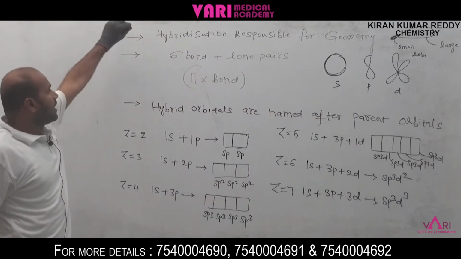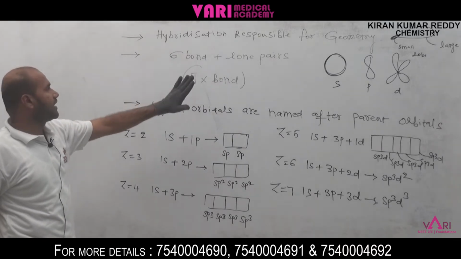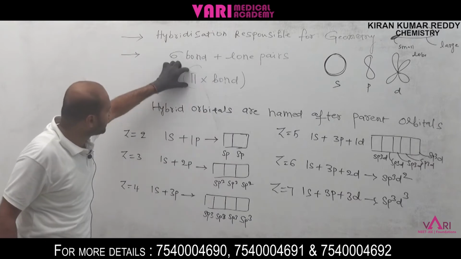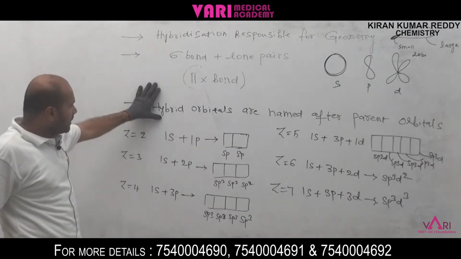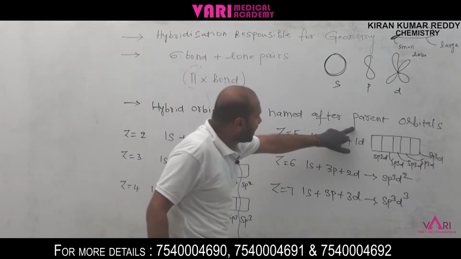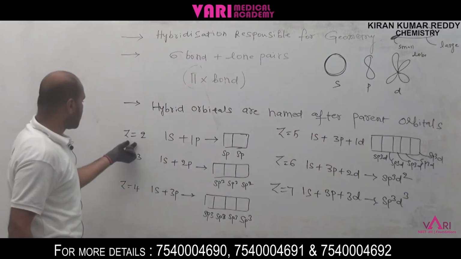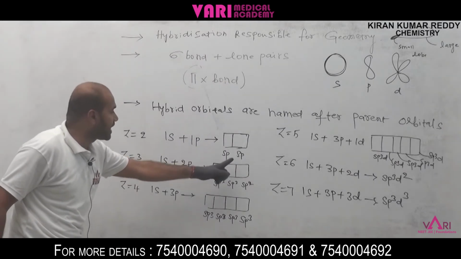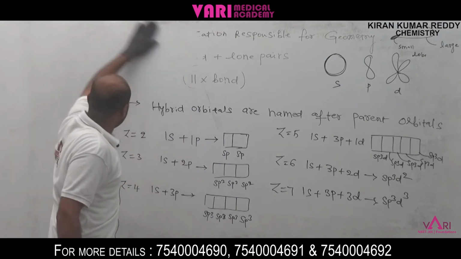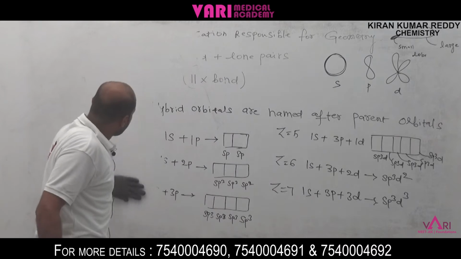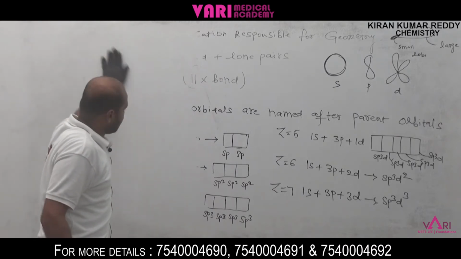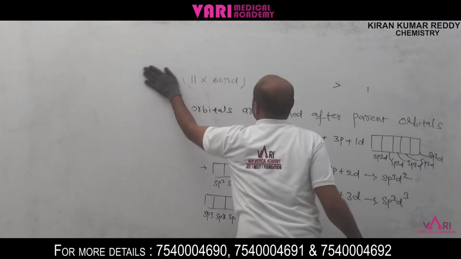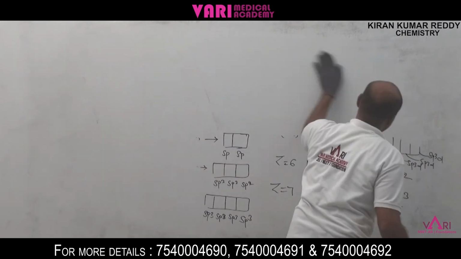Next one, hybridization. These are the important points. Hybridization is responsible for geometry. Only sigma bonds plus lone pairs are discussed; there is no discussion about pi bond. Hybrid orbitals are named after parent orbitals. Here Z is equal to 2, Z is equal to 3. We can mix one s, one p to form two sp orbitals. I am taking sp hybridization first, and we can discuss examples one by one. These are the important theory points about the hybridization concept.